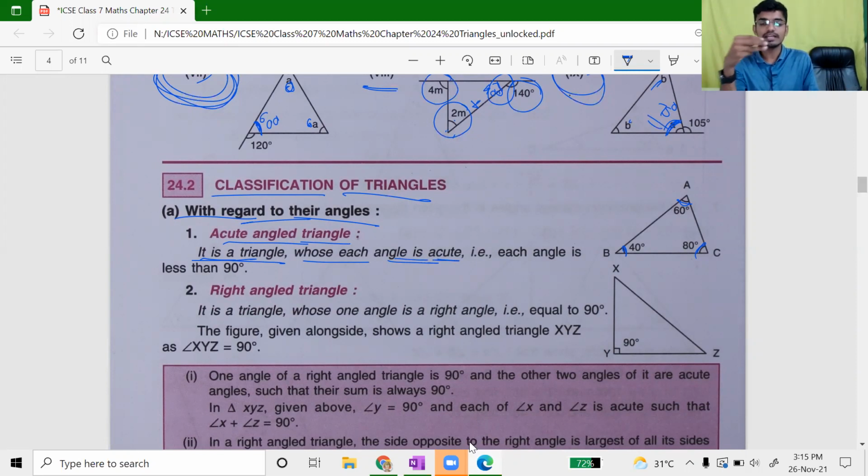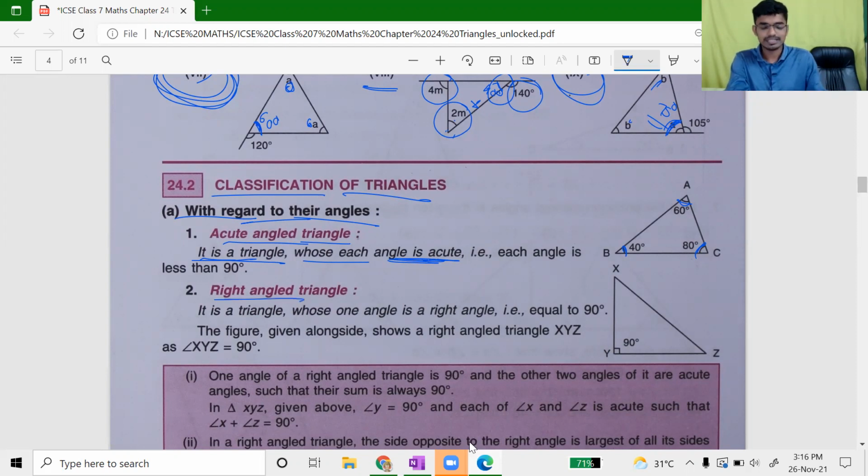If it crosses 90 degree, then what do we call it? What is the opposite of acute in mathematics? Obtuse angle. Yes or no? More than 180 degree? Not 180, more than 90 degree. Okay, so we will go further. All the angles of this acute angle triangle are below 90 degree.